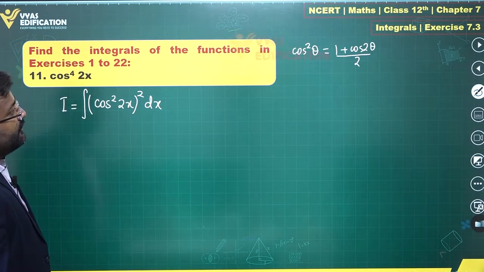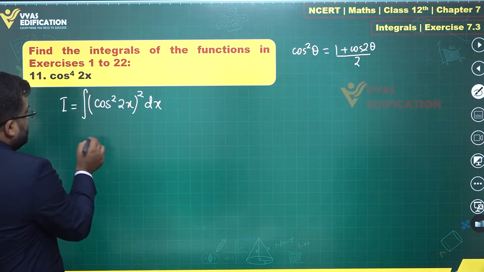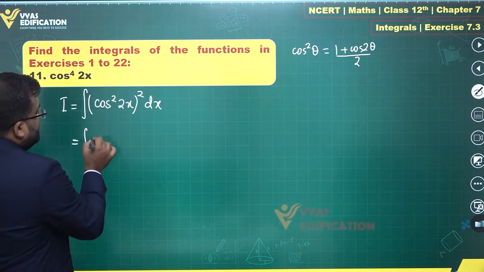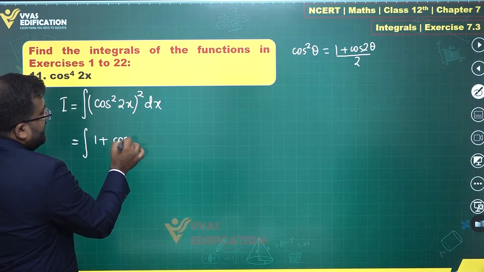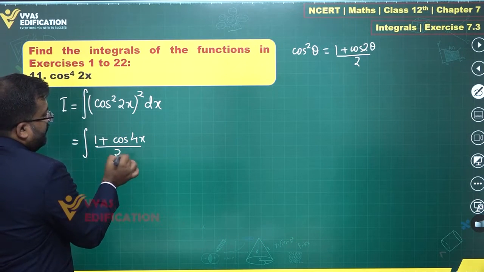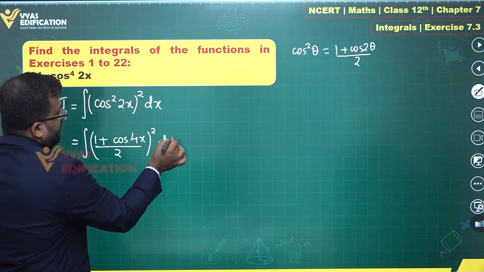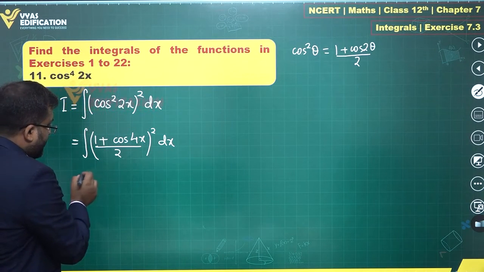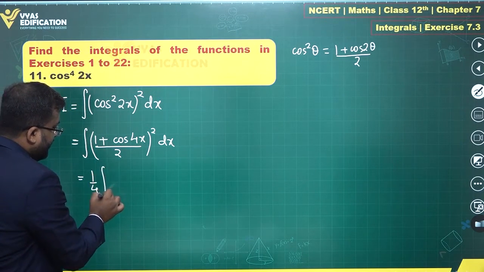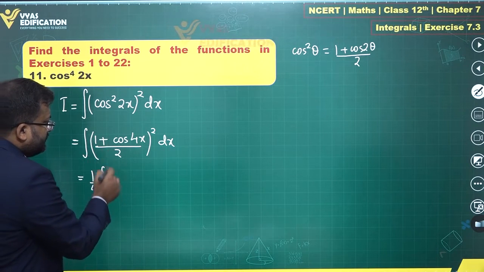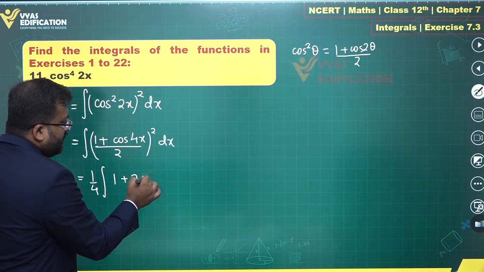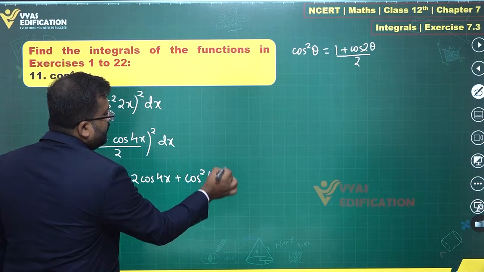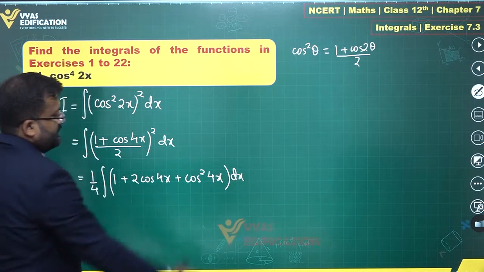And therefore, I can use this result, and it converts to: I equals the integral of cos square 2x, which can be done as 1 plus cos double of this angle, which is 4x, by 2, and its square dx. I can write it as this. The square of 2 in the denominator will come outside. This will become 4 and you get the integral of 1 square, which is 1, plus 2 times cos 4x, plus you have cos square 4x dx. This is what I observe.